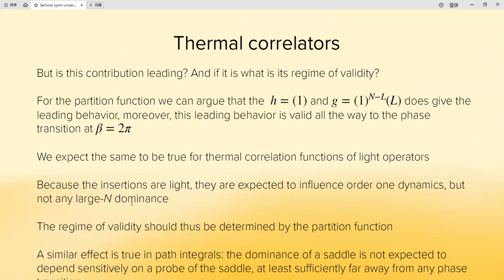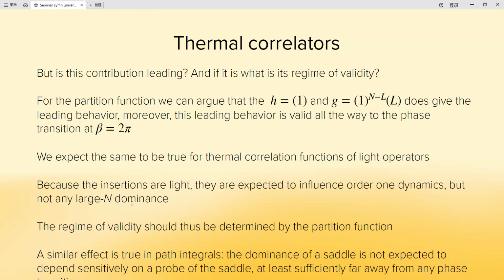Okay, but now we have to ask, is this contribution leading? We only looked at this one particular cover surface. And if it is, what is its regime of validity? And here I'm going to cheat a little bit and argue that we can just use the result for the thermal partition function. So for the partition function, we could argue that H equals 1 and G equals L gives the leading order behavior, and the leading order behavior is valid all the way to the phase transition at 2 pi, which is what HKS is telling us.